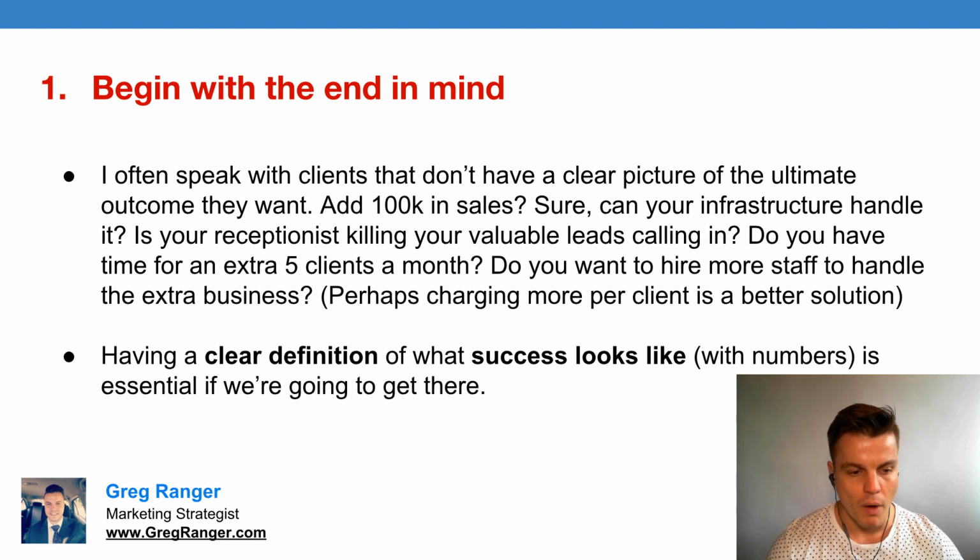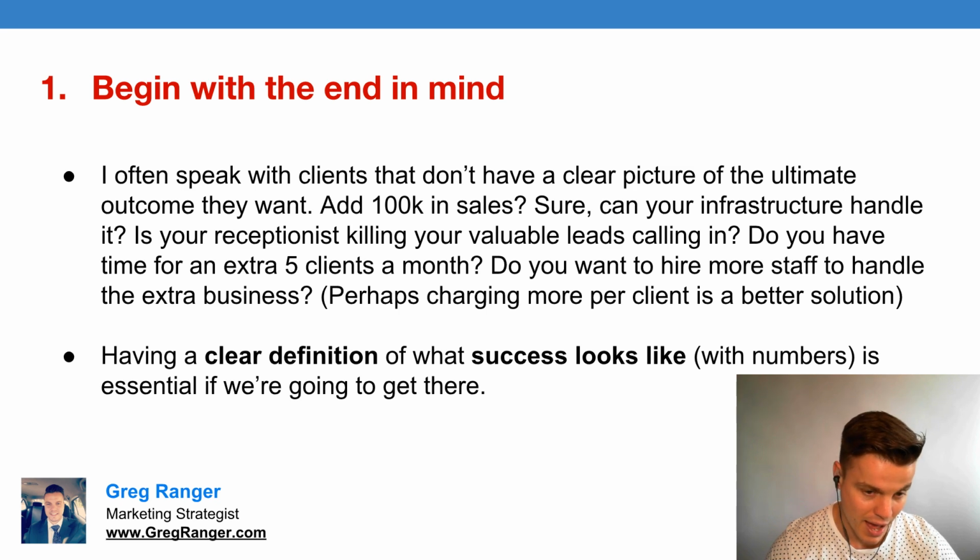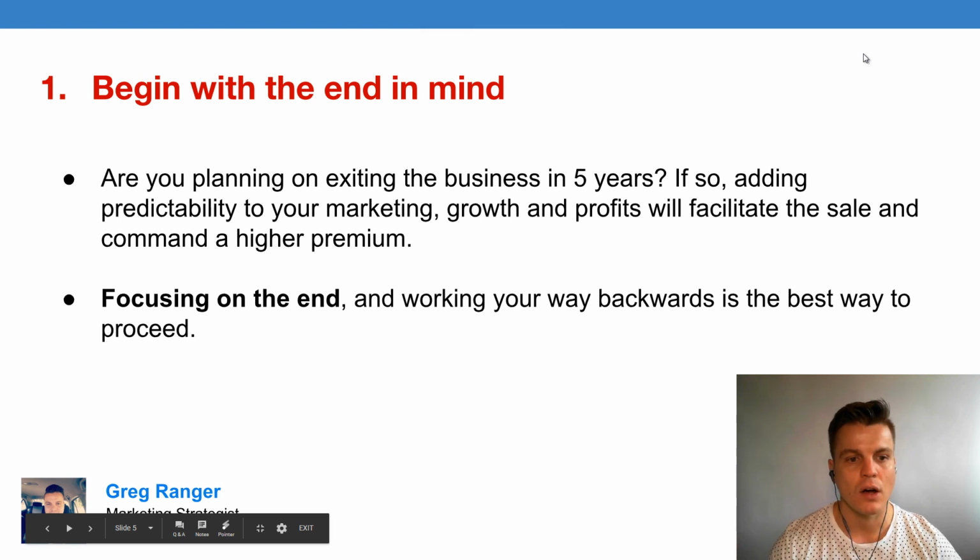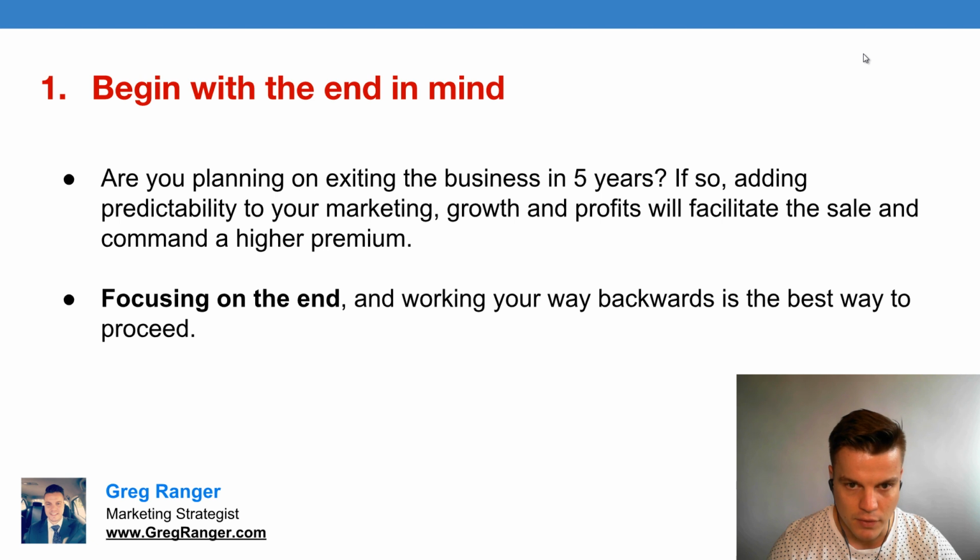So the number one thing here is you want to have a clear definition of what success looks like with numbers. It's essential, if we want to reach our target, to have a clear target that is defined. Now, another thing to keep in mind is, are you planning on exiting the business in 5 years, let's say? If so, adding predictability to your marketing, your growth and your profits will actually facilitate the sale and command a higher premium, right? So again, if that's in the back of your head, maybe you need a different marketing strategy, right? Again, focusing on the end and working your way backwards is the best way to proceed.